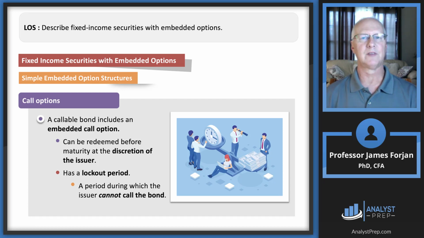First LOS, describe fixed income securities with embedded options. All right, let's start with a call option. So what do we know? A call option gives the owner the right, but not the obligation, to buy the underlying asset at a fixed price over a specified time period. So a callable bond is known as a bond with an embedded option because it has a call option embedded inside of it. So look at that first circle point, can be redeemed before maturity at the discretion of the issuer. Now, most of these callable bonds have a deferred period. So if a company issues a bond that matures in 30 years, there might be a lockout period of 5 years or 8 years or 12 years, during which the bond cannot be called.